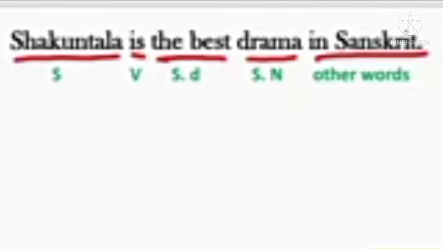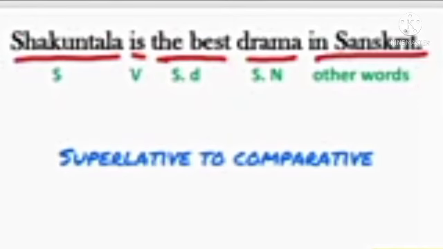Shakuntala is the best drama in Sanskrit. So the adjective given in the sentence is in superlative degree. So let us identify the words given in the sentence. Shakuntala is the subject, is is the verb, the best is the superlative degree, drama is a singular noun, in Sanskrit are the other words. Let us change this superlative degree into comparative degree.